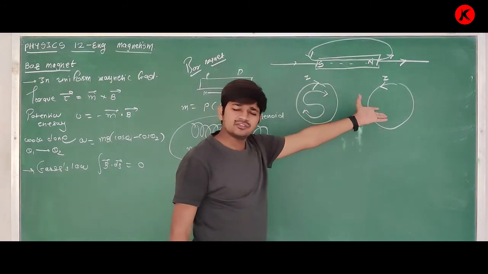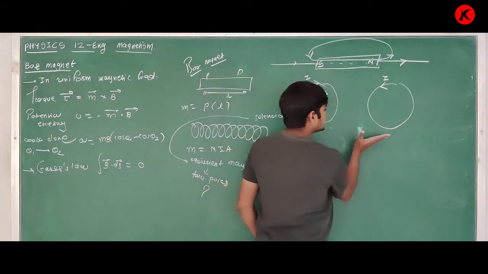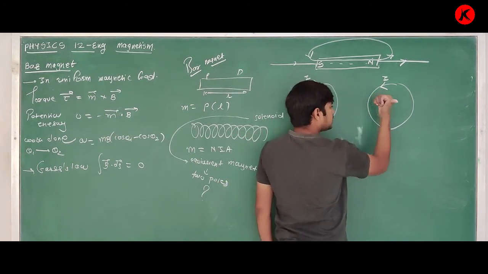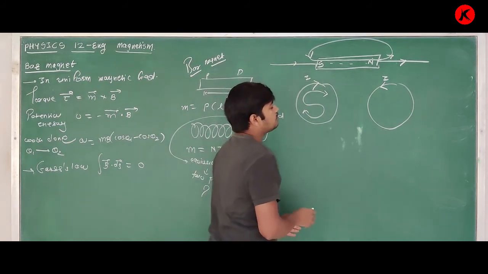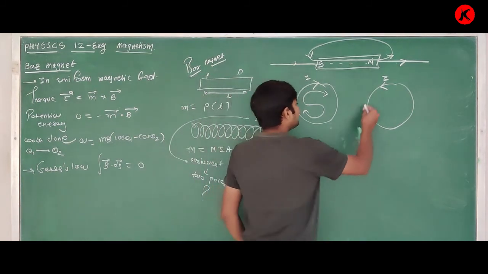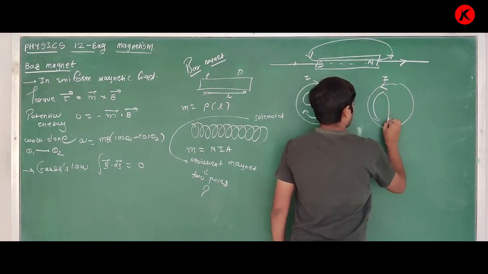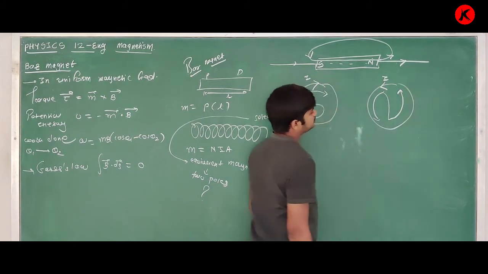In the other case, we do not have to think. We wrap our fingers in the direction of current, and the thumb points outside, as we discussed in chapter number 4. The pole from which the magnetic field comes outside is the north pole. Clear?